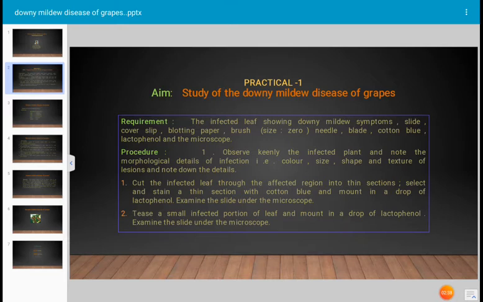Okay. And sometimes the material is not fresh, but you still have to do the practical. Then what will you do? You have to observe the infected material preserved in the museum bottle, see all the details of the infected plant material preserved in the museum specimen, and again write all the details.